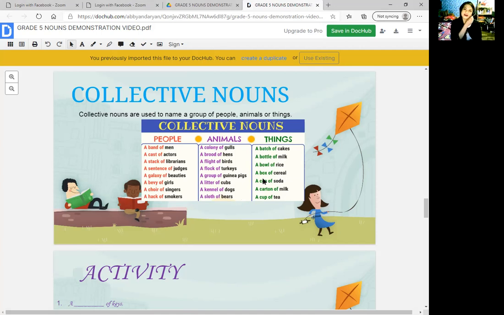So these are examples of our collective nouns. I'm sure that most of you have already heard or are familiar with these examples of collective nouns. This is what I like the most, a galaxy of beauties. It's like the first time I heard about it. So yeah, and now we're gonna proceed with our activity.